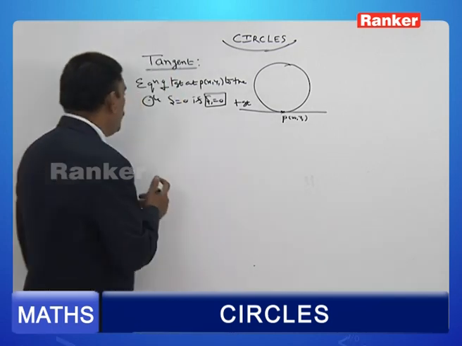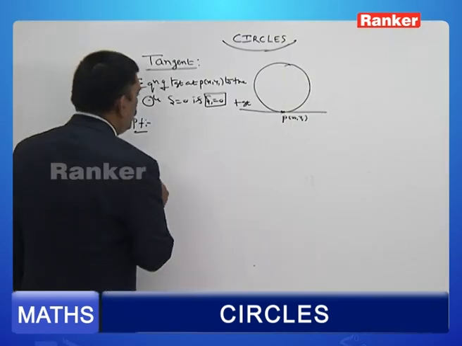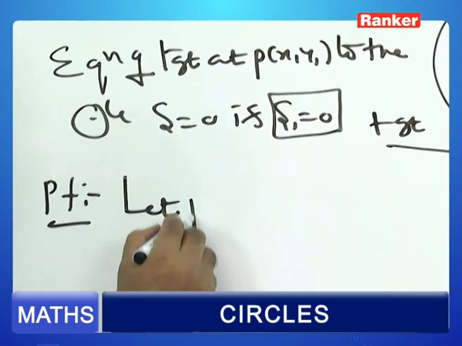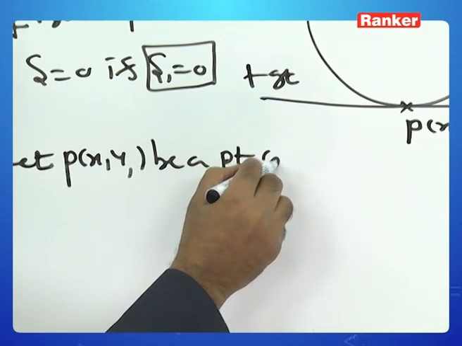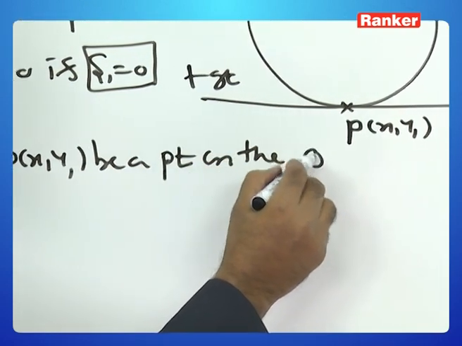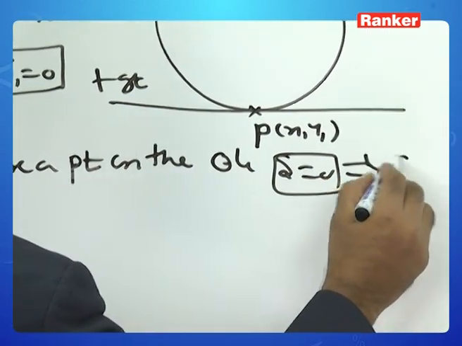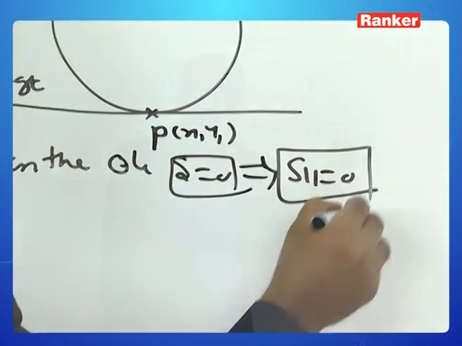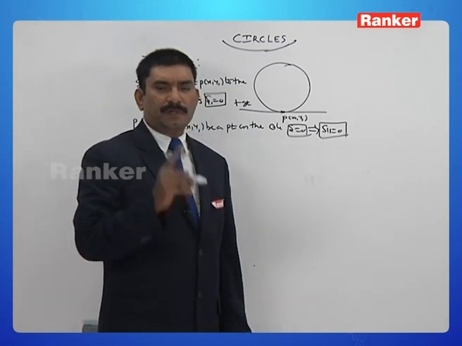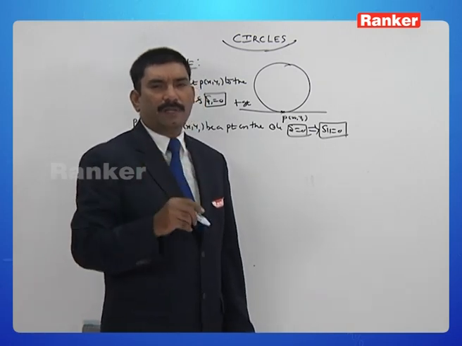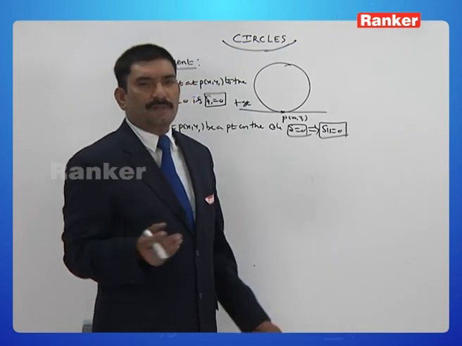Okay, how is that? Now the proof of this. Let P(x1, y1) be a point on the circle S = 0, which implies S11 = 0. What is S11 = 0? x1 square plus y1 square plus 2gx1 plus 2fy1 plus c. Whenever you want, you can make use of it, otherwise not necessary.